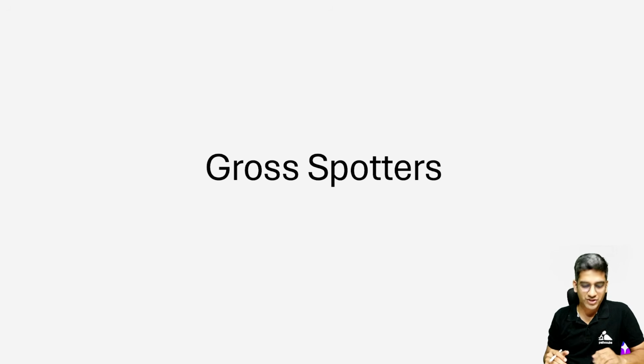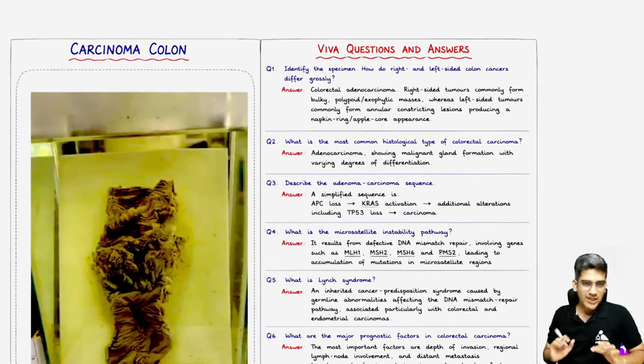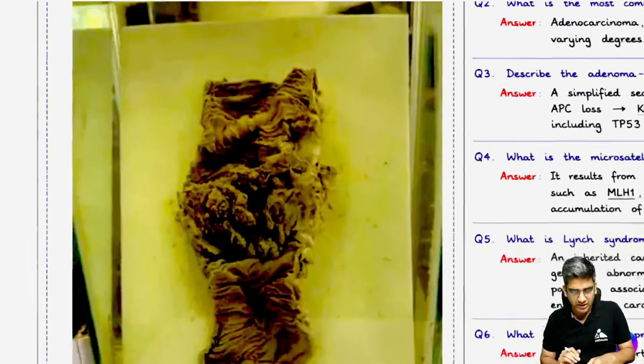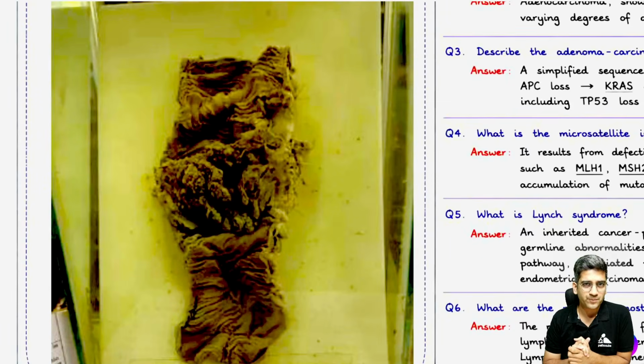Let's start discussing more gross spotters. The first thing is CA colon. I'm sure you must have seen specimens of CA colon in your hospital, be it jar mounted or a fresh specimen. The first and foremost thing, I have always given you a template. First, please let the examiner know that you understand this is colon. How will you know that?